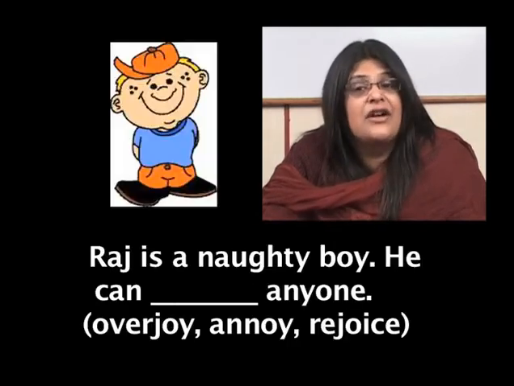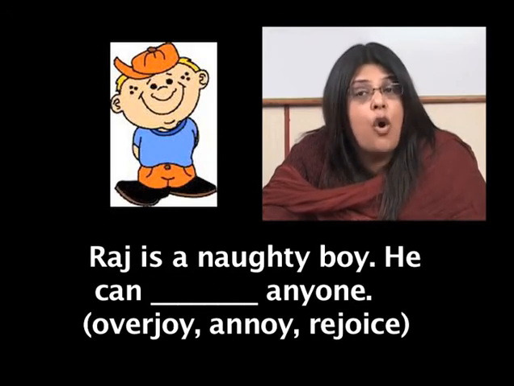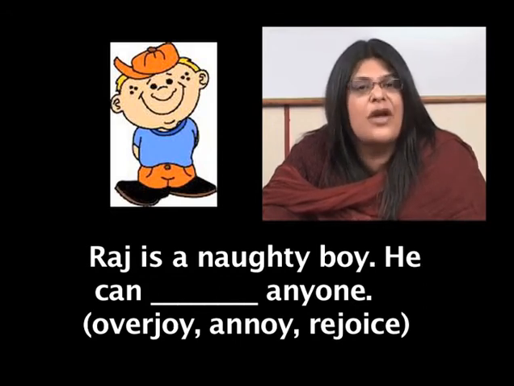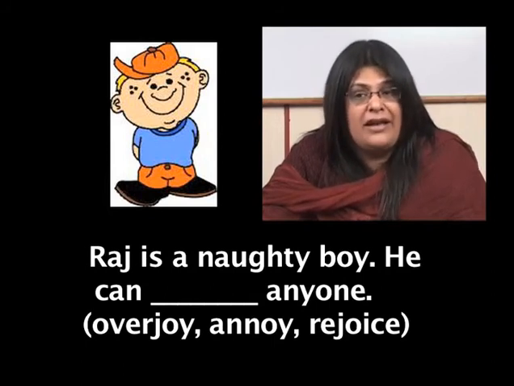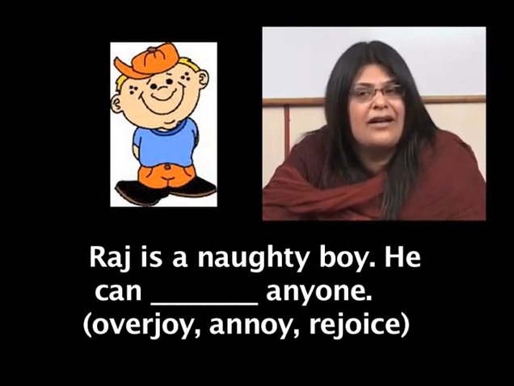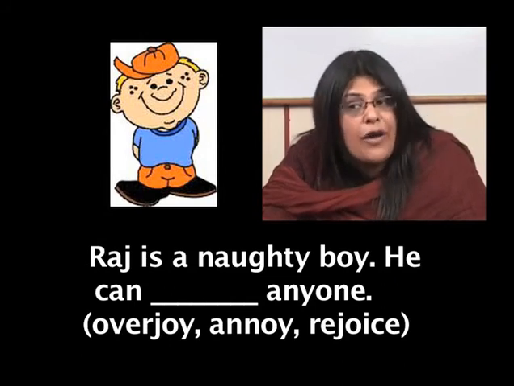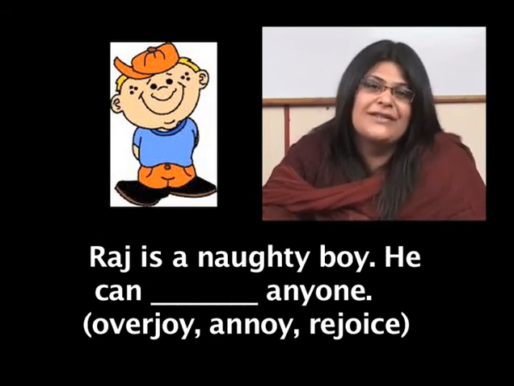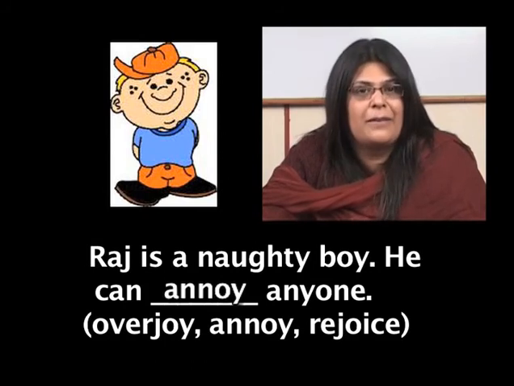Next, Raj is a naughty boy. He can dash anyone. Your options are overjoy, annoy, and rejoice. Well, since he's a naughty boy, the right answer would be annoy.